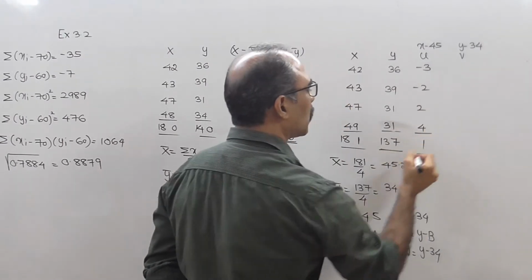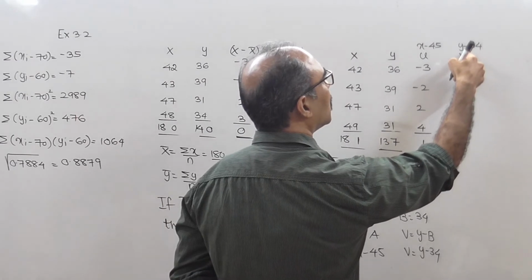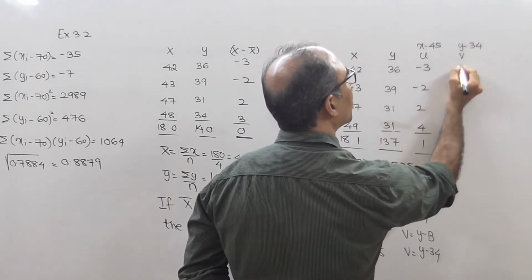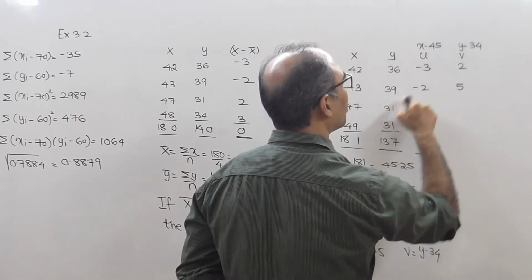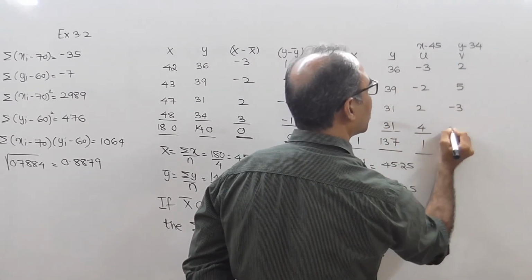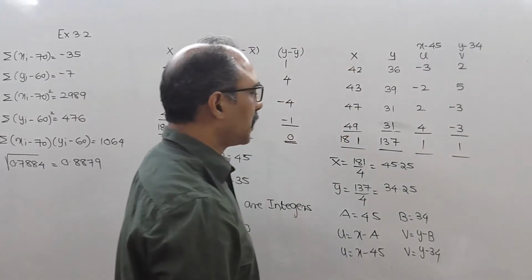Total of this, I think the total is 1. V is y minus 34, so 36 minus 34 is 2, 39 minus 34 is 5, 31 minus 34 is minus 3, again minus 3. I think the total is positive 1.